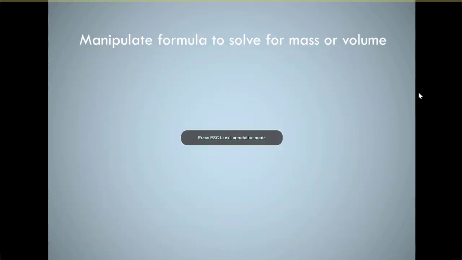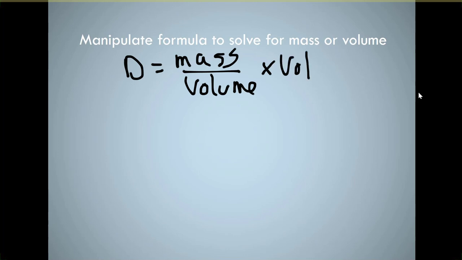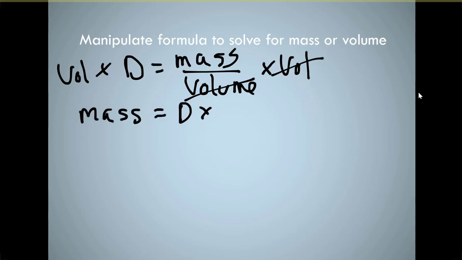When you look at the density formula, you can manipulate it to solve for what you need. If you're calculating the density, you measure the mass and divide it by the volume. But let's say you know the density and the volume, but you don't know the mass. What you would do is multiply each side by volume. Volume would cancel here, and I would get mass equals density times volume. Then I could plug in my known values for density and volume to solve for mass. Now let's solve for volume.